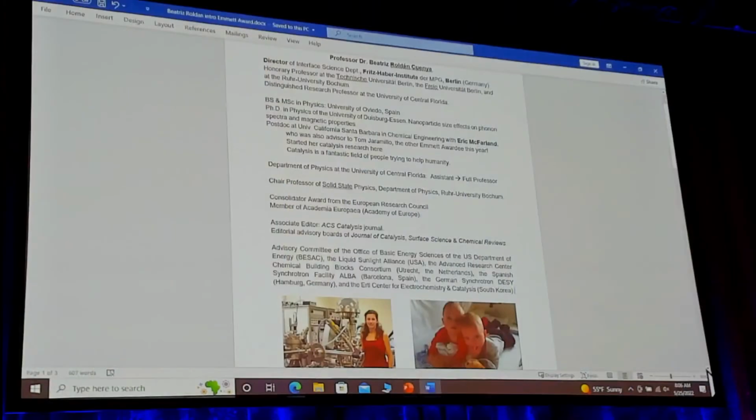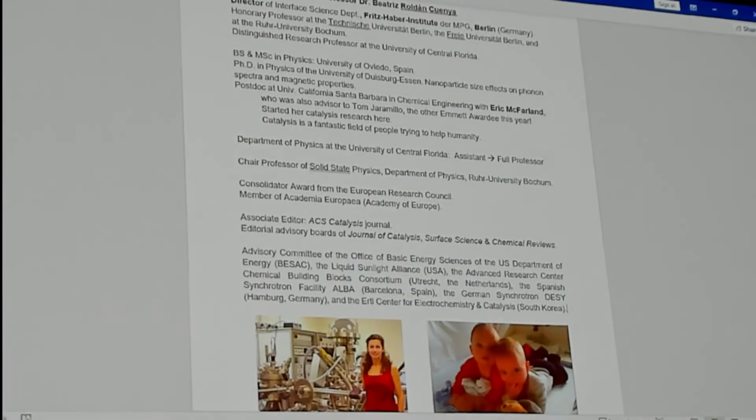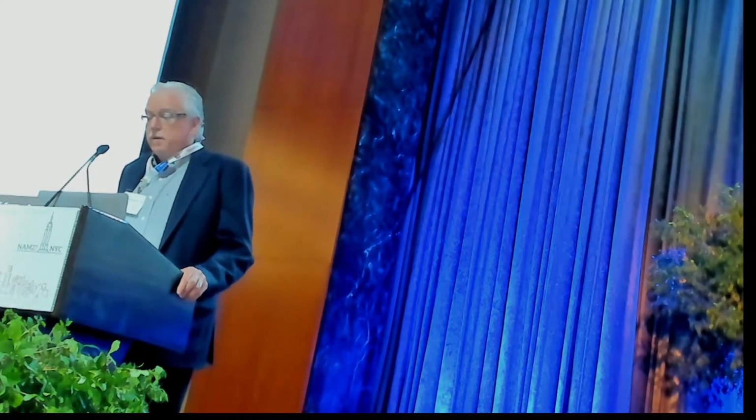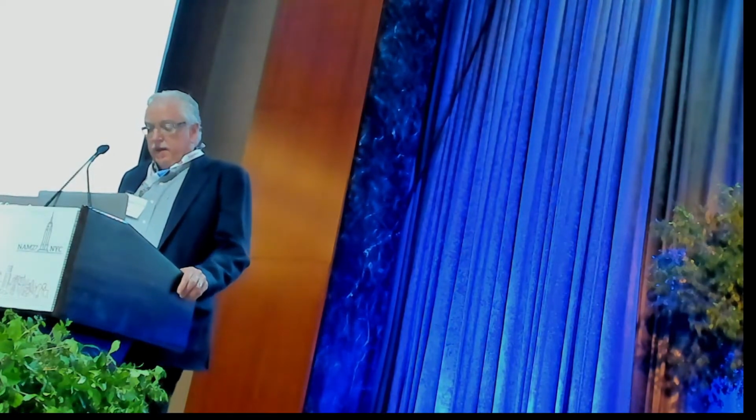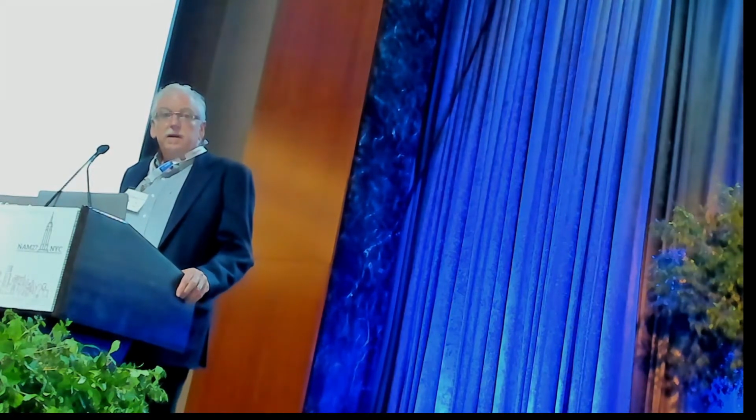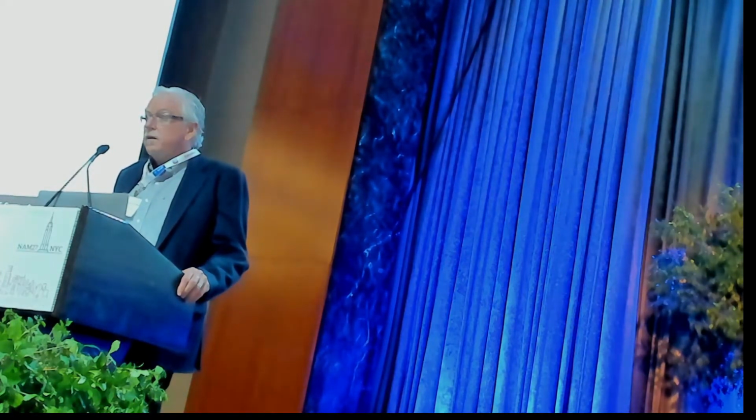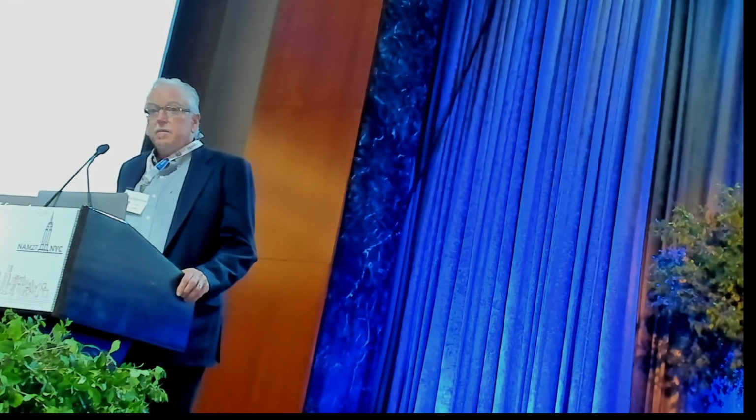She received a bachelor's and master's degree in physics in Spain, and went from there to get her PhD in Germany, also in physics, but not in catalysis, in the magnetic and phonon components in nanoparticles. And then she went to do a postdoc at the University of California at Santa Barbara in the chemical engineering department there with Eric McFarland.